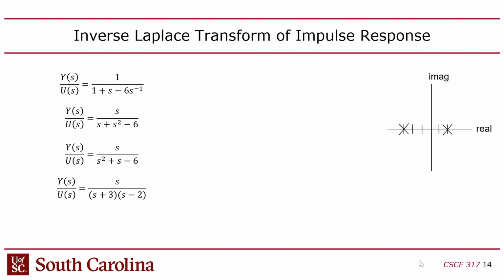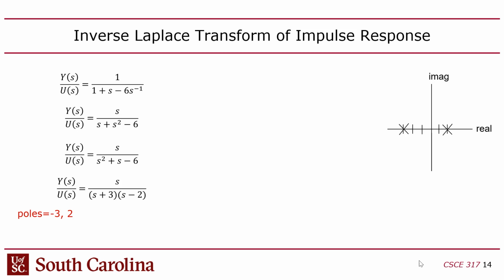So both of these poles are on the real axis. One of them has a negative real part and one's a positive real. So this is an unstable transfer function. This transfer function will blow up with certain inputs, certain frequency inputs. So that's unstable.